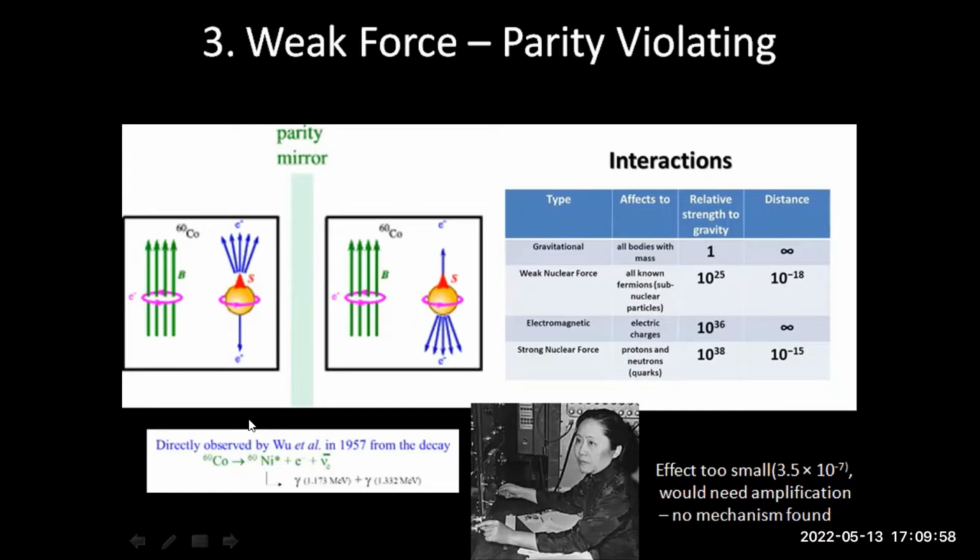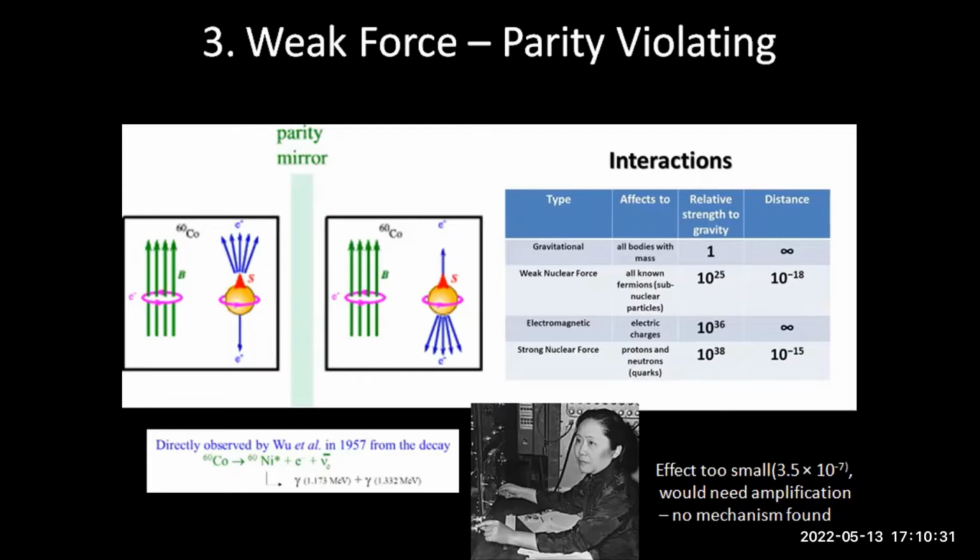So cobalt 60 here is radioactive, and it can decay into nickel. So we have the same mass number, but we change the proton number. Okay, so we turn a neutron into a proton in this case by the emission of an electron, and we also have to emit an anti-electron neutrino in order to conserve fermion number here.